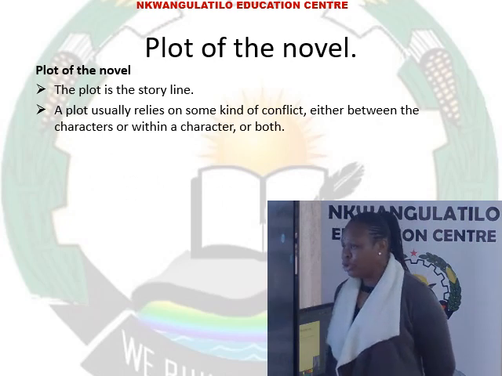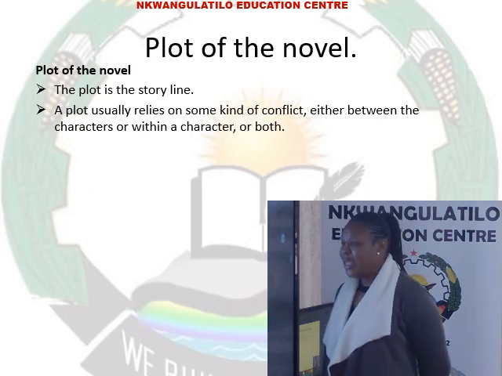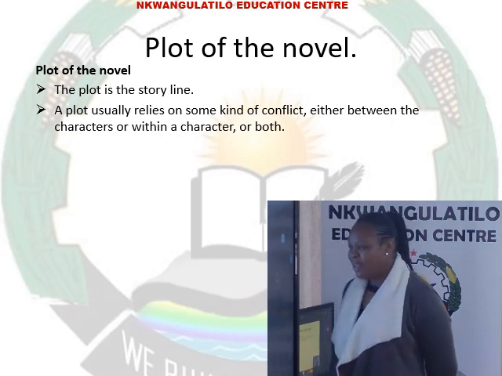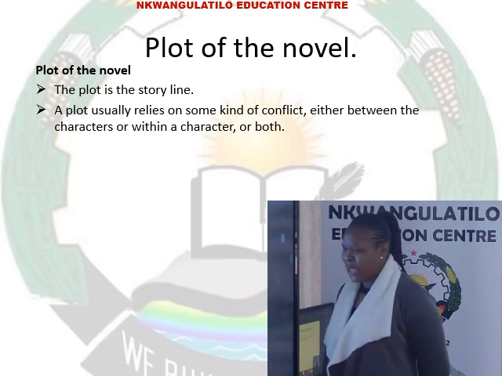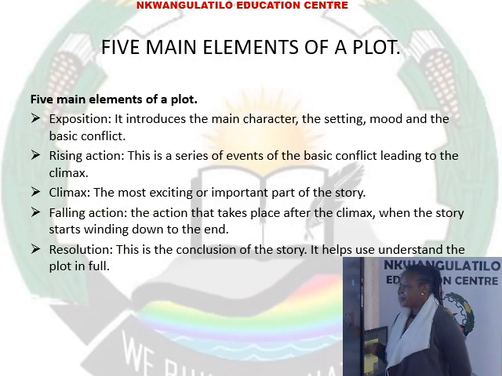Now let's look at the plot of the novel. The plot of the novel is the storyline. A plot usually relies on some kind of conflict, either between characters or within a character or both. Now, the 5 main elements of a plot, let's look at them. There's the exposition. It introduces the main character, the setting, mood, and the basic conflict. Then we have the rising action. This is a series of events of the basic conflict leading to the climax.